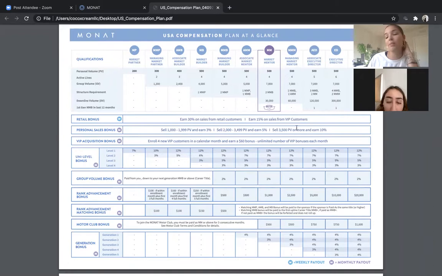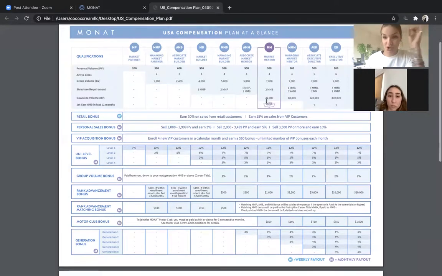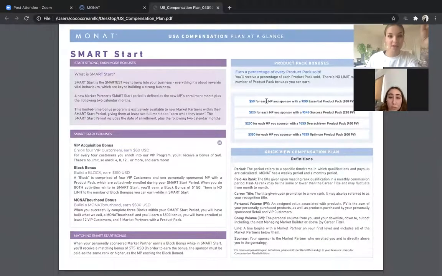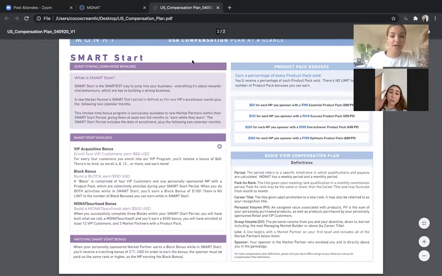I know it looks like a lot and it looks like gibberish. We're going to walk through it. But what I want to start you with is your smart start period. So you're going to scroll down to the second page. Right now you're currently in your smart start period, which is your first 60 days with the company.